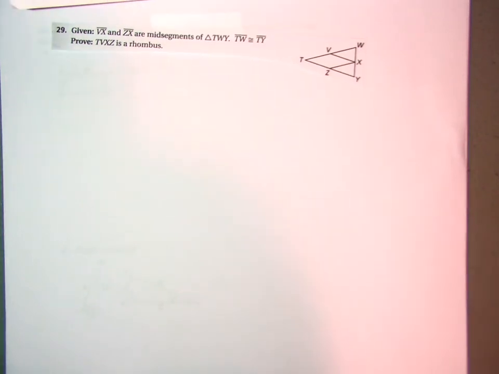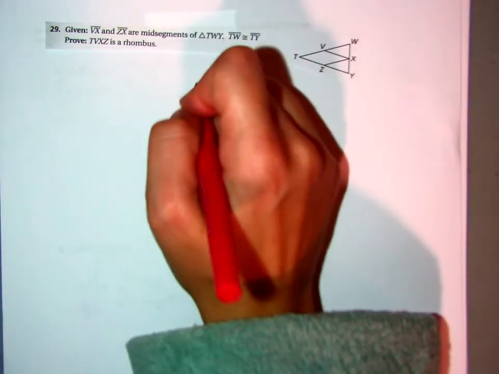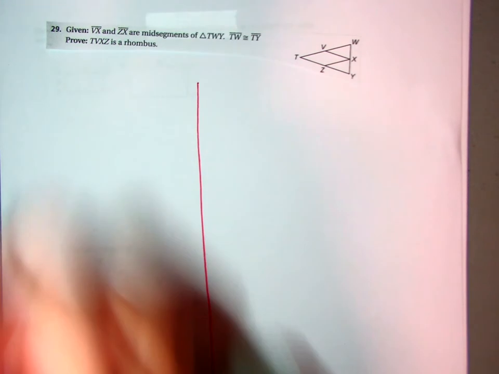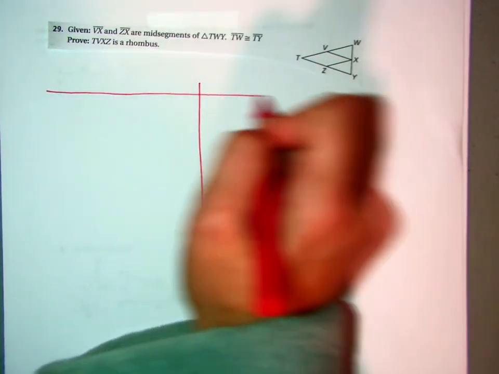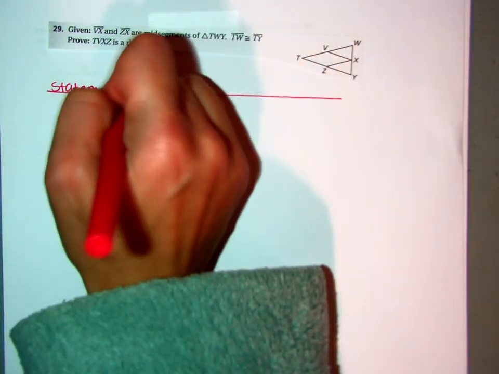So in this problem, we're given mid-segments, congruent parts, and we're asked to prove that we have a rhombus. I do want to point out that there is definitely more than one way you can approach this. I'm just showing you one way to do this, and I'm going to focus mostly on that segment addition postulate. So we'll start with our statements and our reasons.